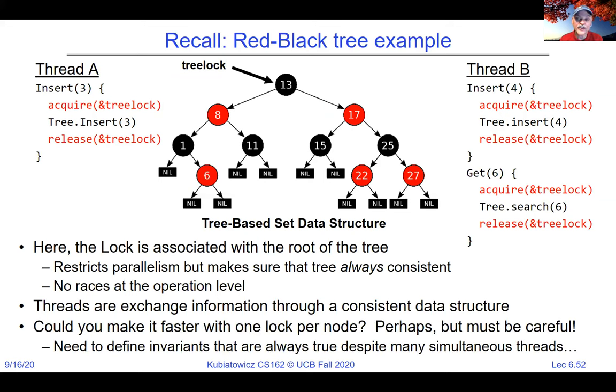Can you make it faster? You're going to be tempted. When you're working on the file system, one temptation might be, well, the problem is when thread A acquires the lock, it locks the whole tree. And we don't really need to do that. There are ways, for certain tree operations, where you can go down and have a lock per node and deal with locking only subtrees that you're actually going to change, but you've got to be really careful about that.